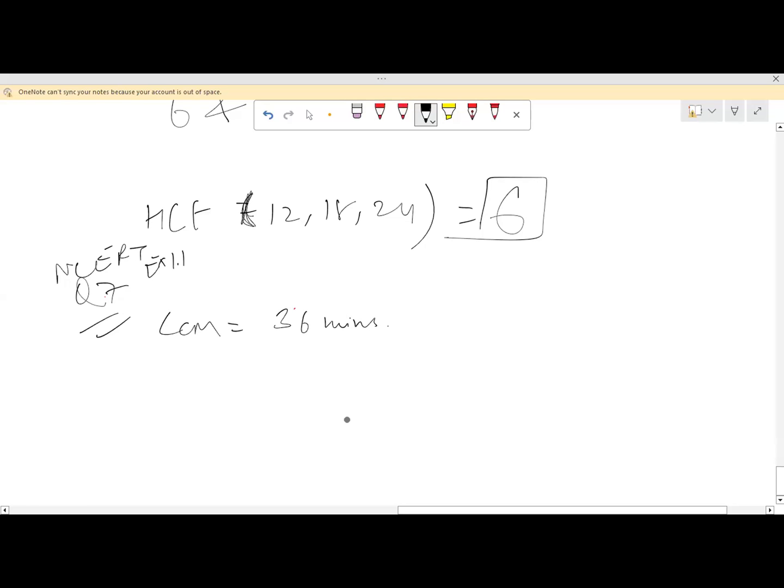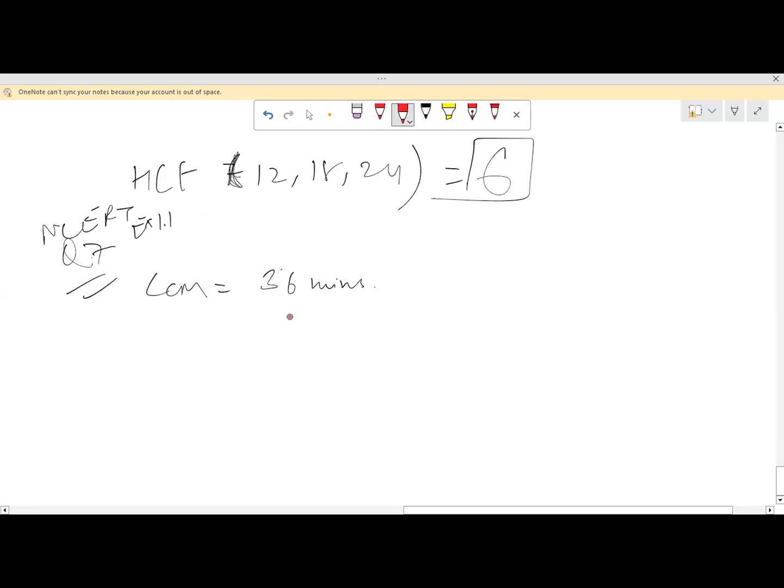Prove that root 5 is irrational. Famous question. Always comes in boards. Do you guys know how to solve this one? Yes, we've been told by the teacher. Like how to present the answer basically.